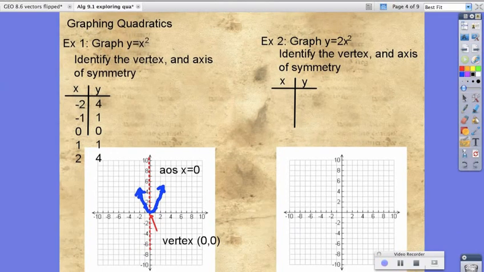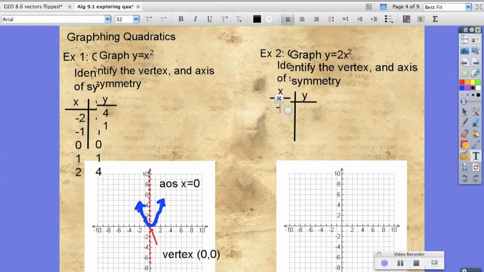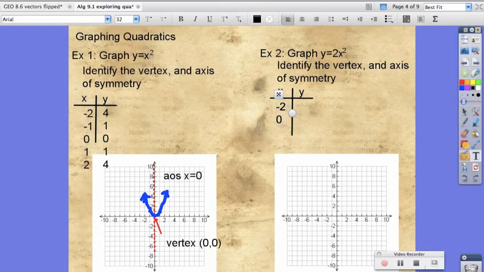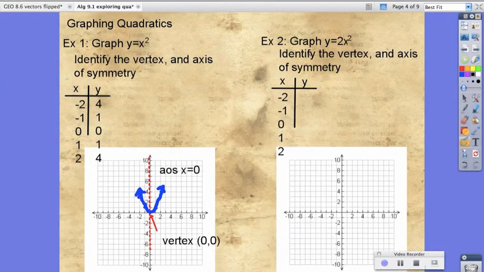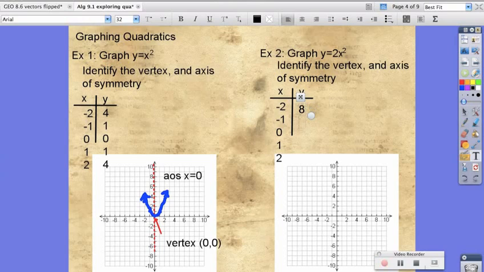So the same thing for 2x squared. We're going to pick some values. We say -2, -1, 0, 1, and 2. So when we do this, -2 squared is 4. Times 2 is 8. -1 squared is 1, times 2 is 2. This becomes 0, this becomes 2, and 8.